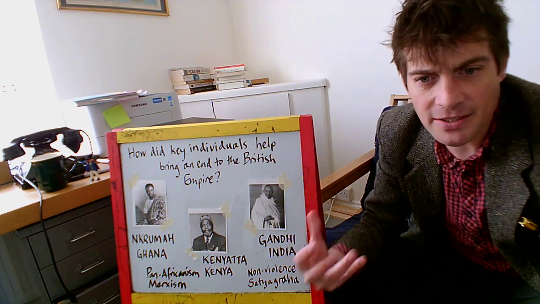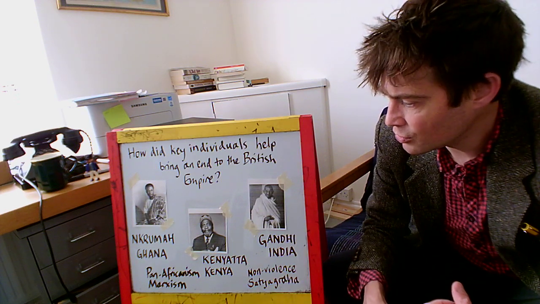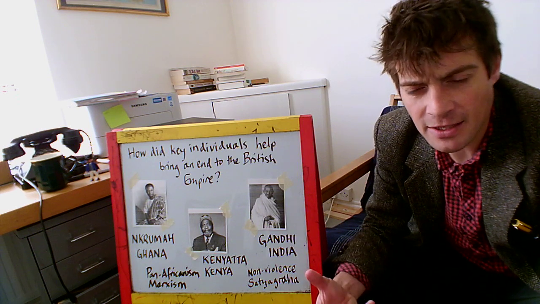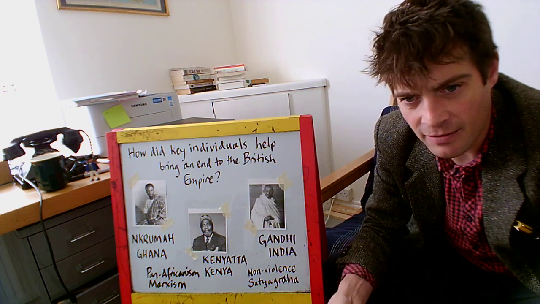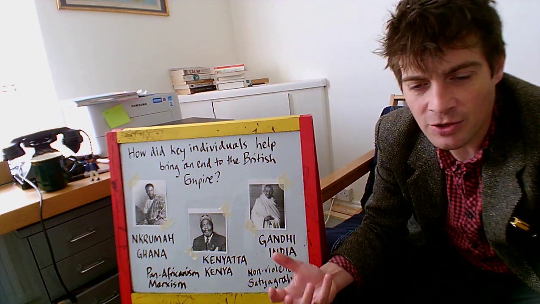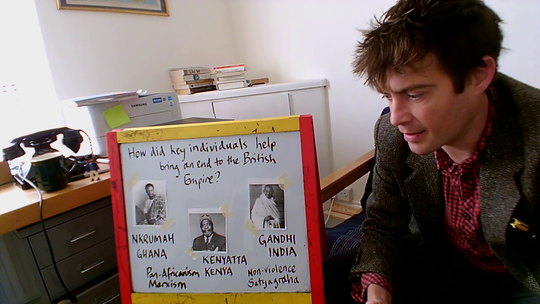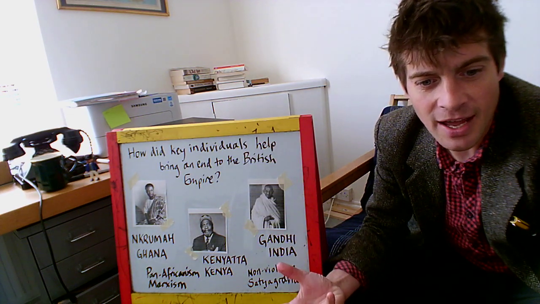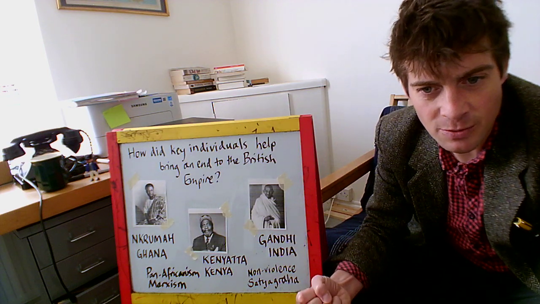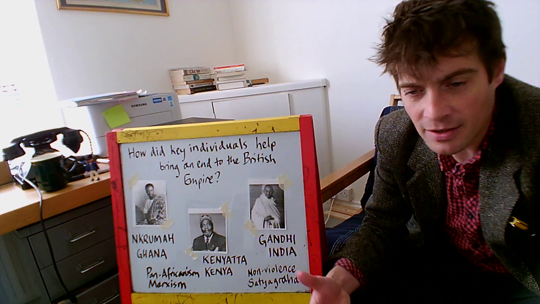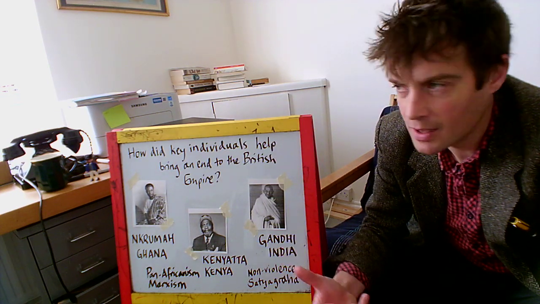So, your basic task is to read up on these three men. There's the basic sort of stuff in the textbook. There's a bit more detail I've given you on some links. If you want to go off and explore in even more detail, see what you can find out about them, that would be great. And so then we can understand the role that these individuals played in bringing the empire to an end and gaining independence for their countries.